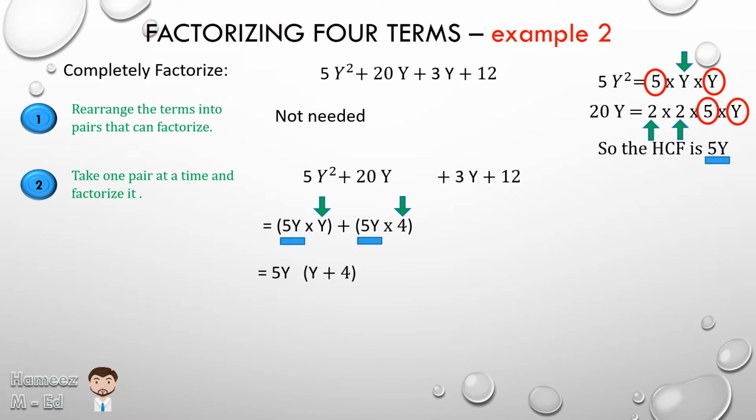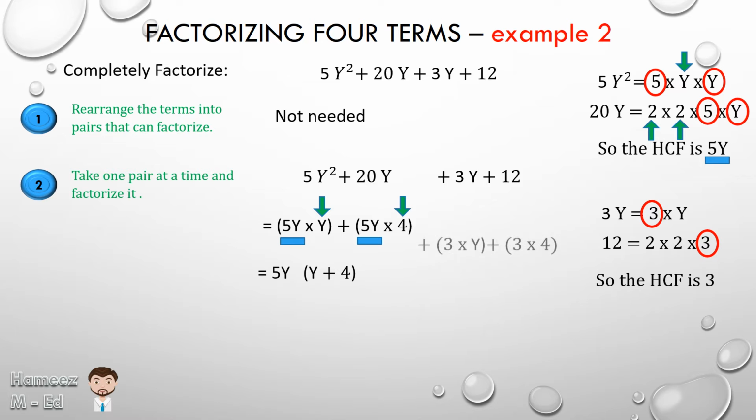So we can factorize those by finding the HCF first. 3y is equal to 3 times y, and 12 is equal to 2 times 2 times 3. And what is similar in both lines? 3. So the HCF is 3. Therefore, we can rewrite 3y plus 12, and that will give us 3 times what remains on that line? Y. Plus 3 times 2 twos are 4.